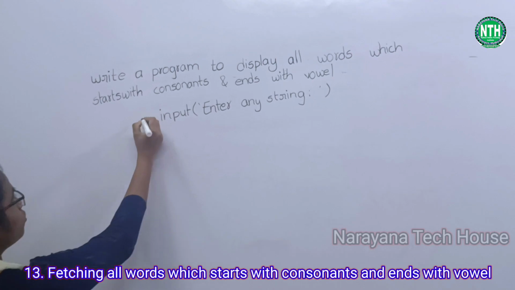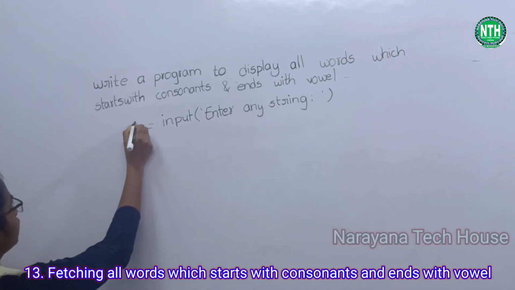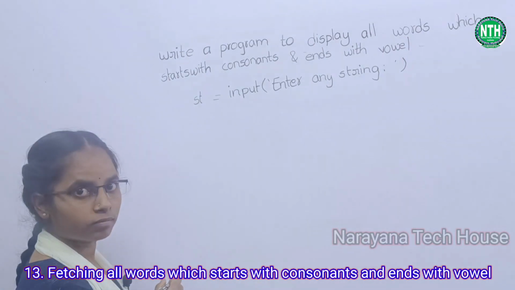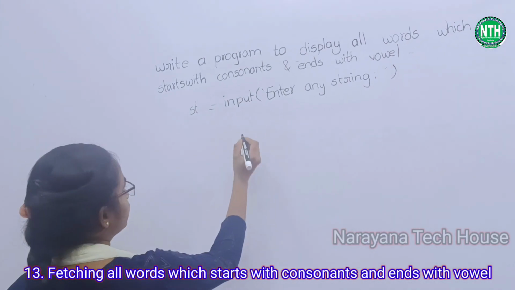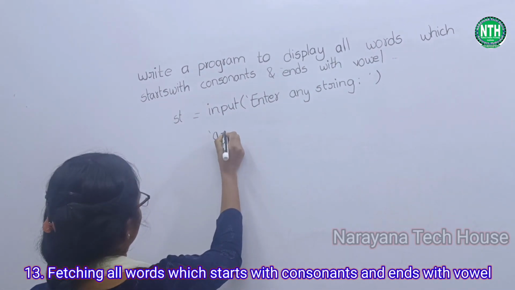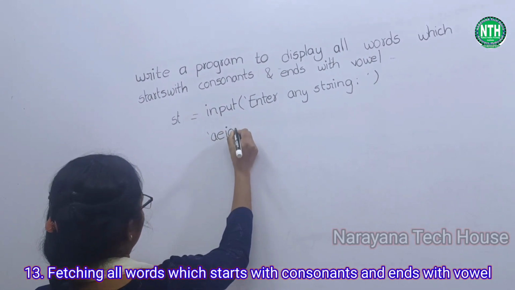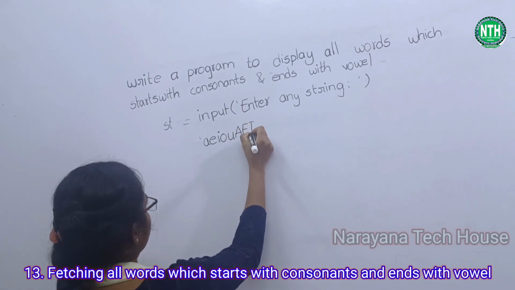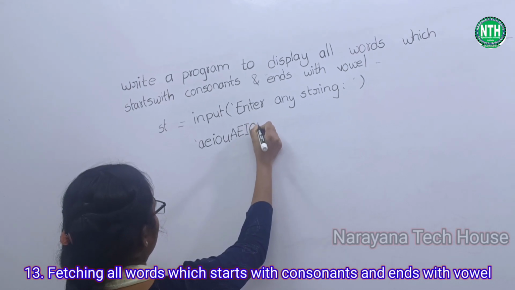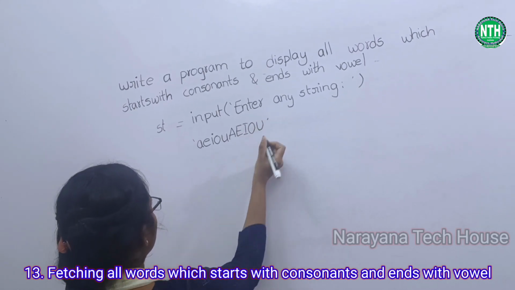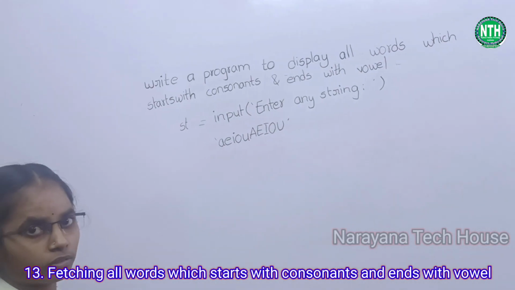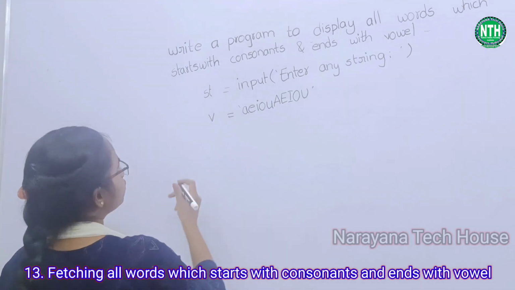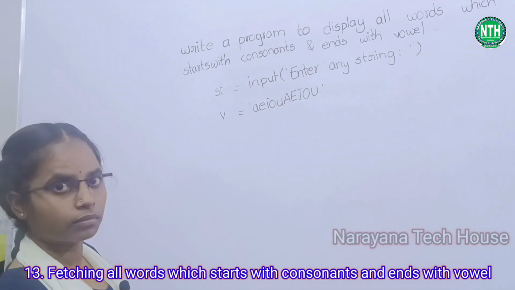This input we have to assign to one variable, that is st, or any variable. After that we have to define vowels. What are vowels? These vowels I am assigning to one variable. You can take any name for the variable.